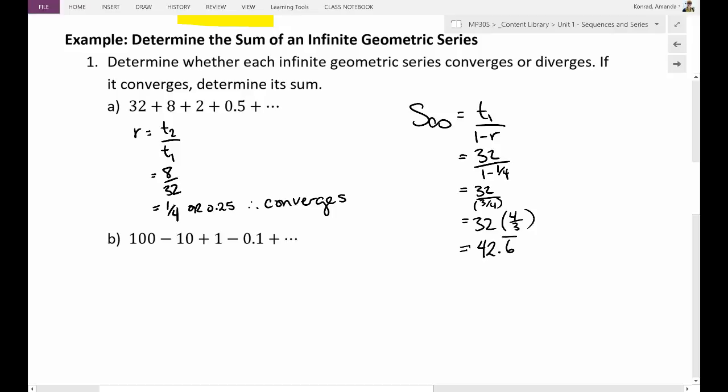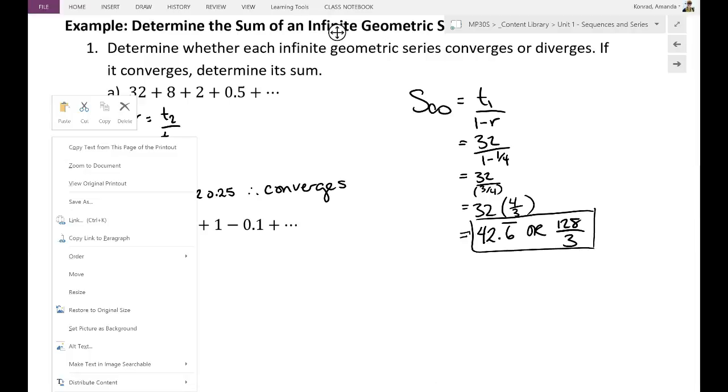42.6 repeating. Or if I don't use a calculator, or maybe I want to keep it in fraction form because I'm looking for an exact value, something that I can continue to work with, then I'm going to go just 32 multiplied by 4. And that is something I can do in my head. It's going to be 128 over 3. And so either one is my solution for part A.